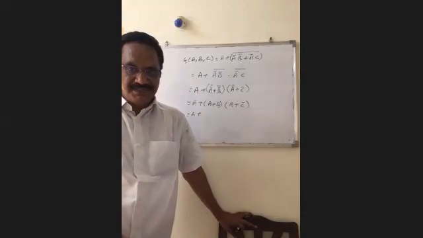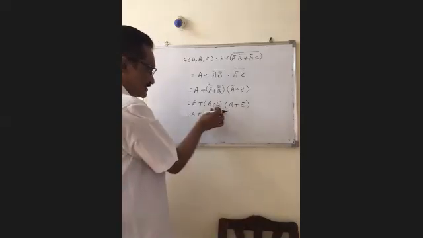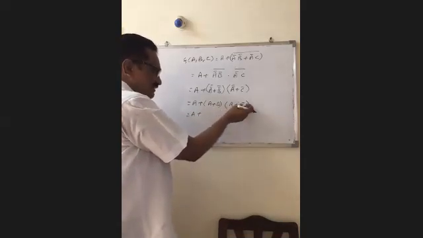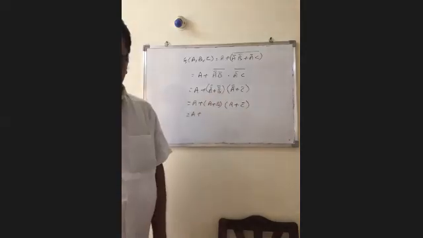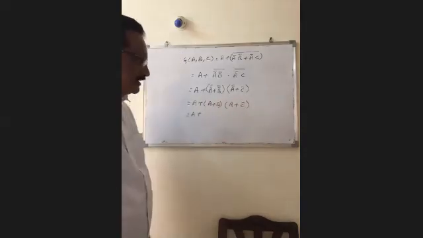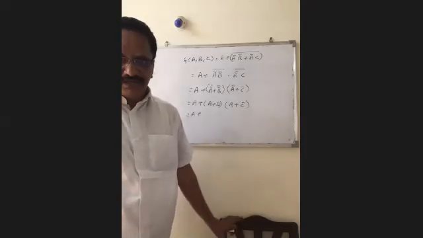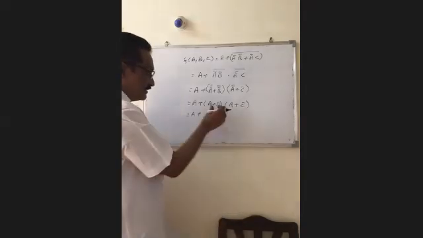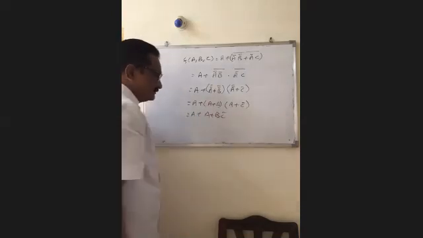A plus B into A plus C is equal to A plus BC. Let us assume A plus B into A plus, let it be C bar. So it can be written as A plus BC bar. Let us assume it is X. A plus B into A plus X equal to A plus BX, according to the distributive law. So it can be written as, according to distributive law, A plus B C bar.